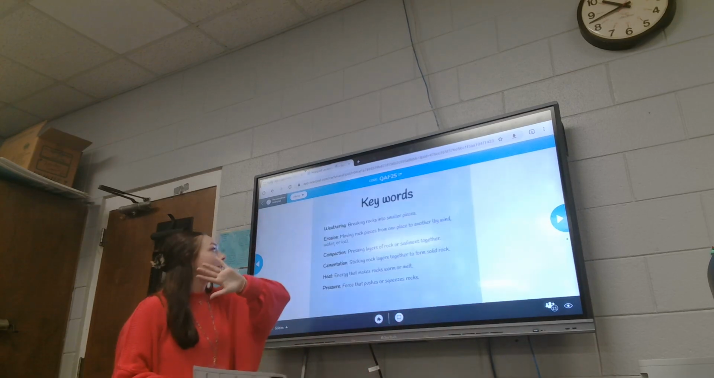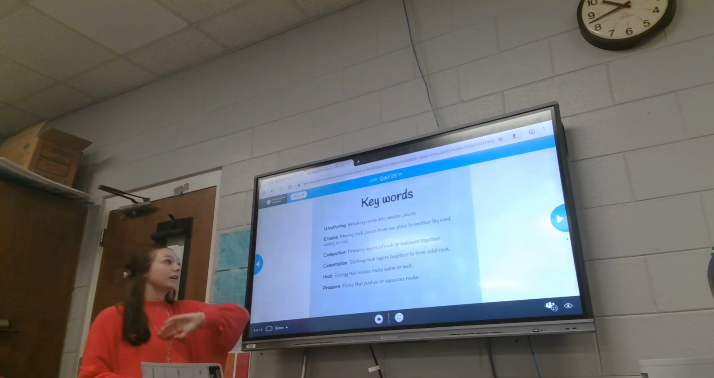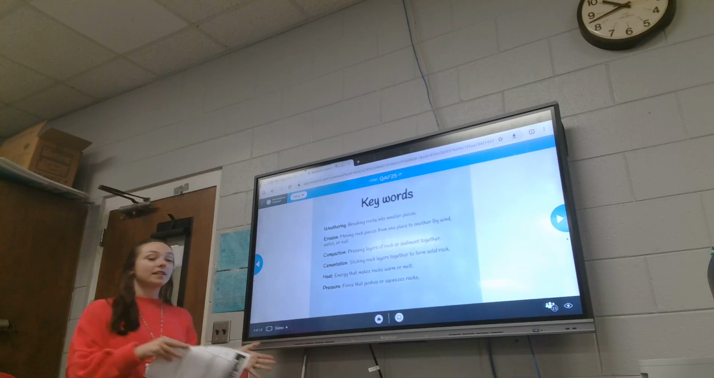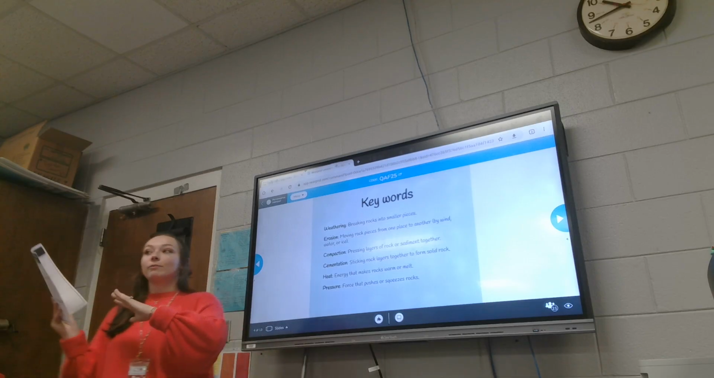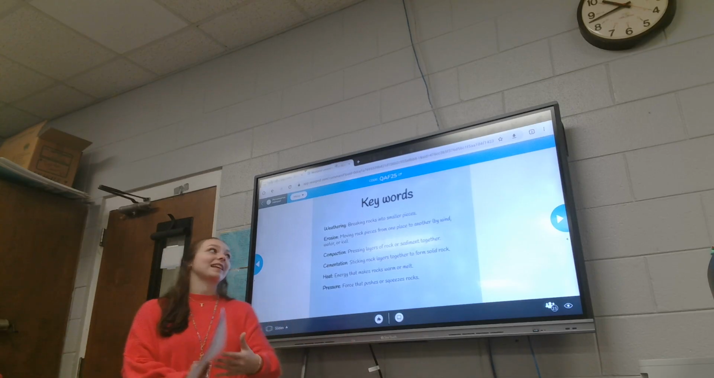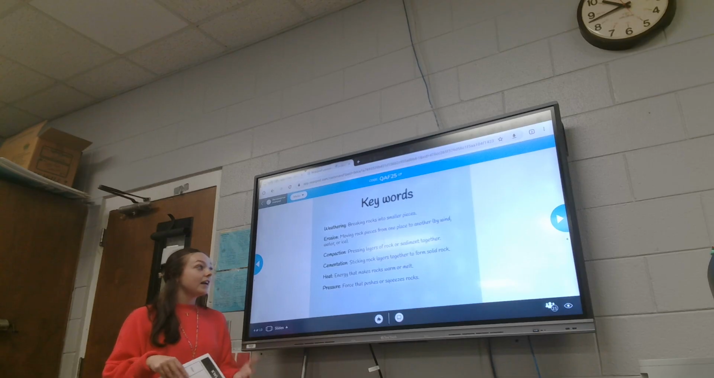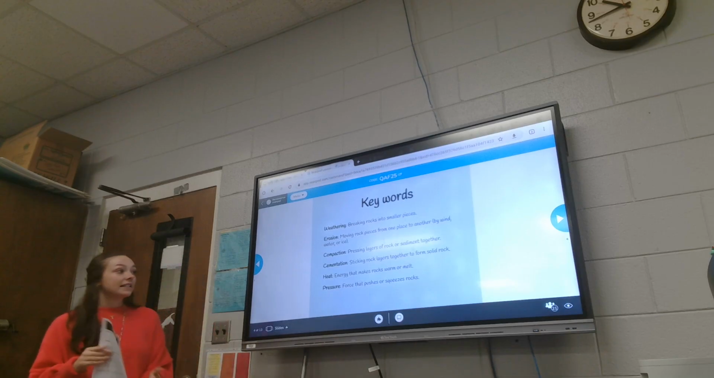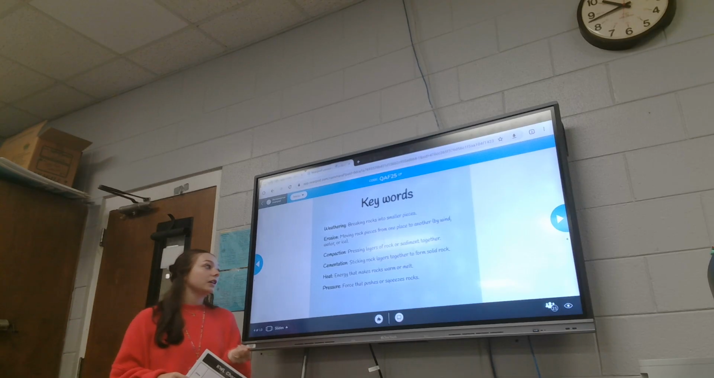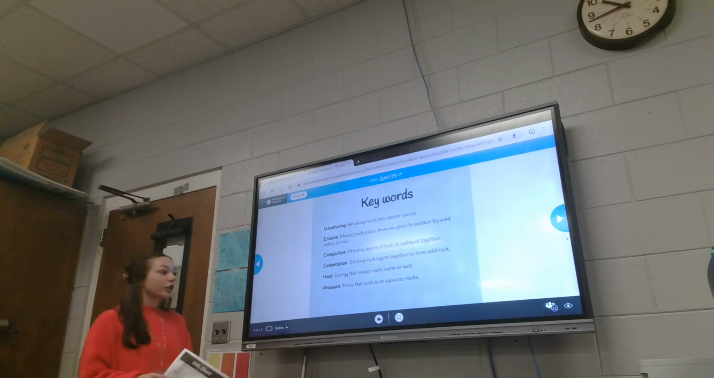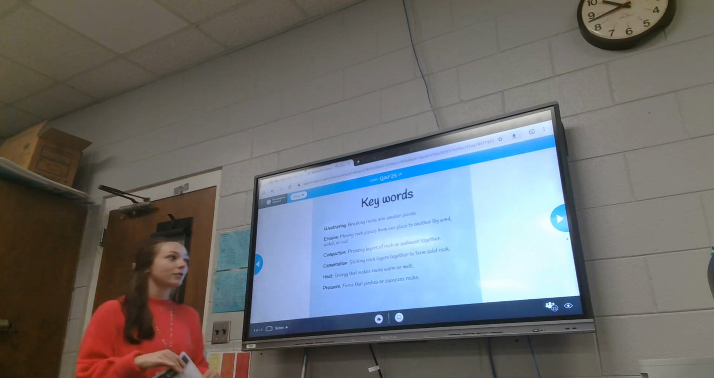Now we're going to go over our vocabulary. So we have weathering, which is breaking rocks into smaller pieces. Erosion, which is moving rock pieces from one place to another. So it's raining today, so it's moving some pieces that are going to form rocks later. And then we got compaction, which is pressing layers of rocks or sediment together. And then we got cementation, and that is sticking rock layers together to form solid rock. And then heat, which is energy that makes rocks warm or melt. And then pressure, which is a force that pushes and squeezes rocks.